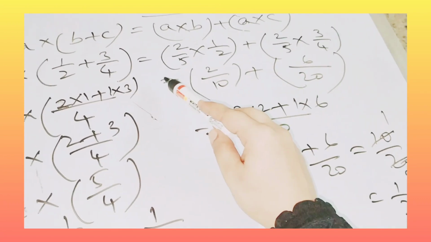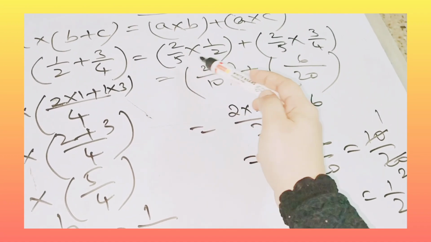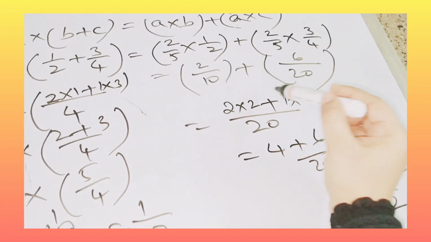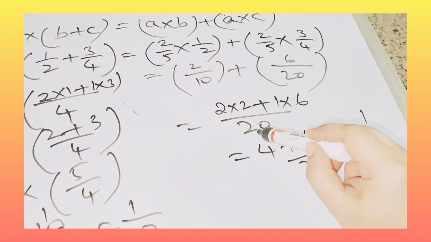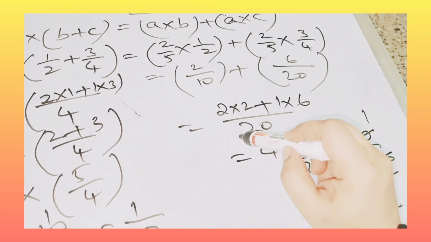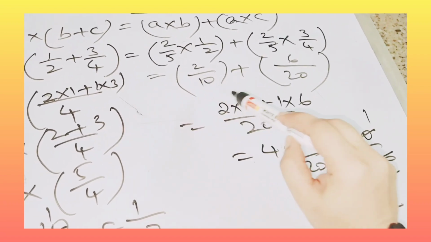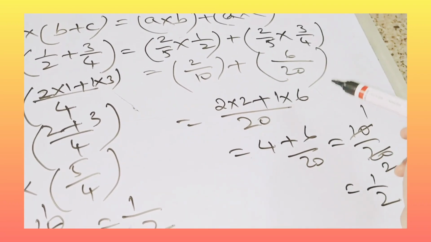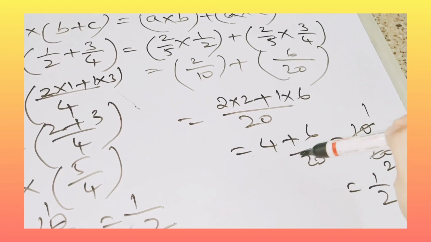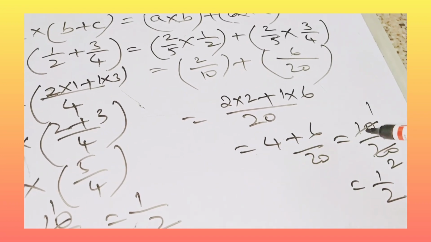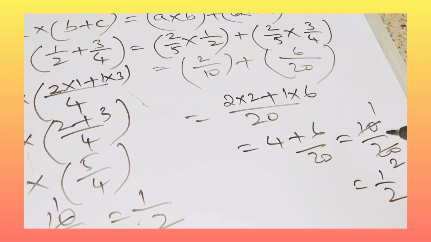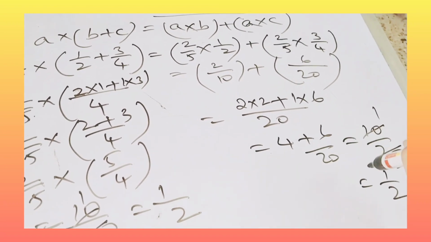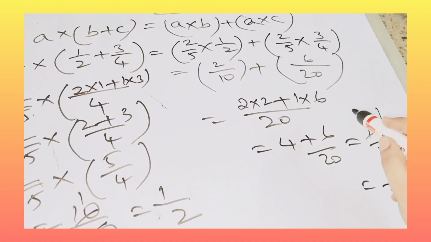Now here what you have to do? Multiplication. 2 ones are 2, by 5 twos are 10, plus 2 threes are 6, by 5 fours are 20. Now what is the LCM here? 20. How many times does 20 go in 10? It goes 2 times, so 2 into 2, plus how many times does 20 go in 20? 1 time, so 1 into 6. 2 twos are 4 plus 1 six is 6, by 20. 6 plus 4 is 10, so 10 by 20. Again 10 ones are 10, 2 tens are 20. So the answer here is 1 by 2. So it is the same, and we got LHS equal to RHS.